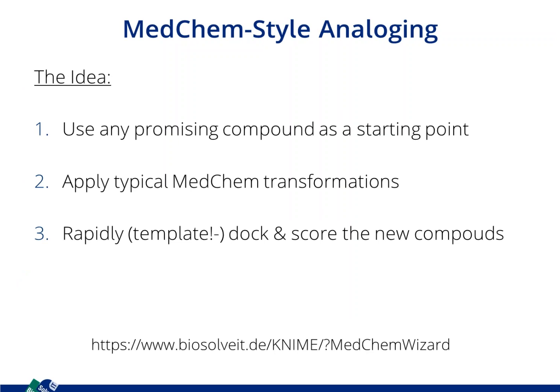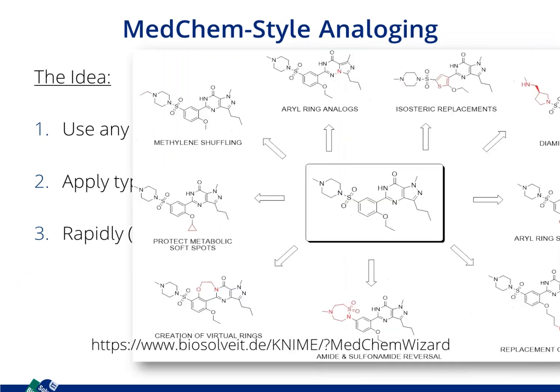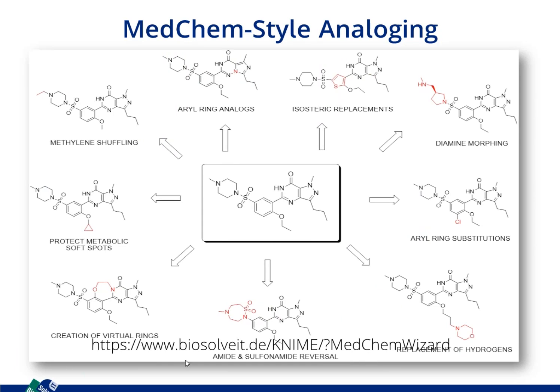MedChem-style analoging, well, the idea behind it is to use any promising compound as a starting point. Second, apply the typical MedChem transformations. And here you see on the picture what we mean by that. Methylene shuffling, aryl ring analogs, isosteric replacements. We have a whole library of substructures that we use for these replacements, and so on and so forth. This is what chemists usually think of first in terms of what they could do with a molecule to make a more or less small modification to improve some property or affinity.